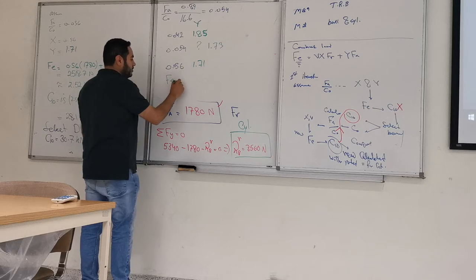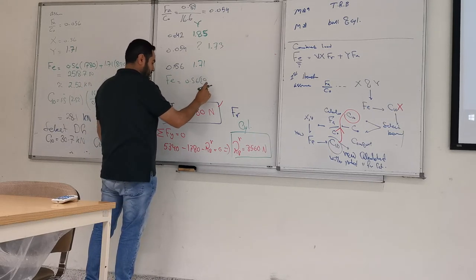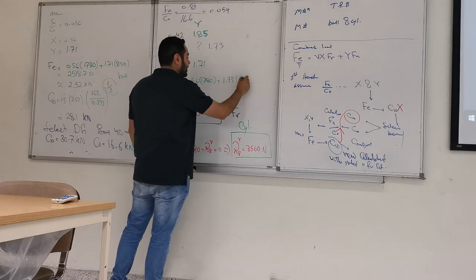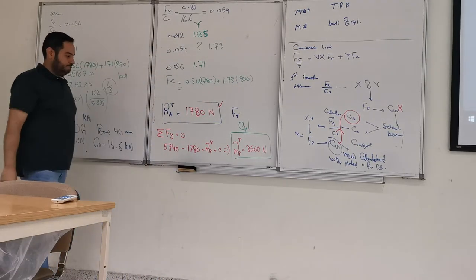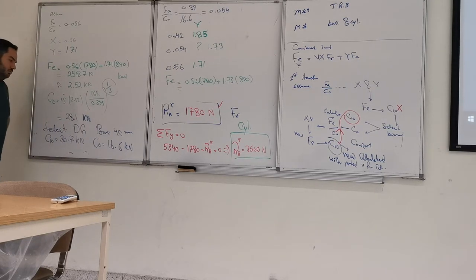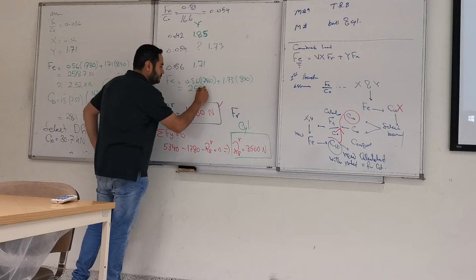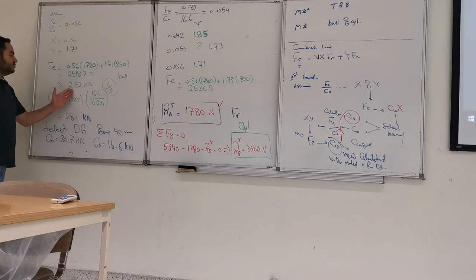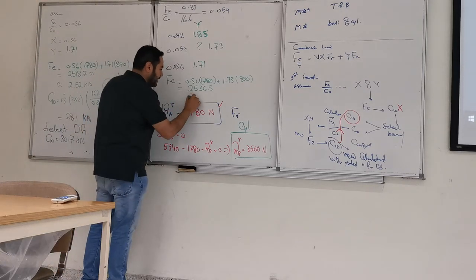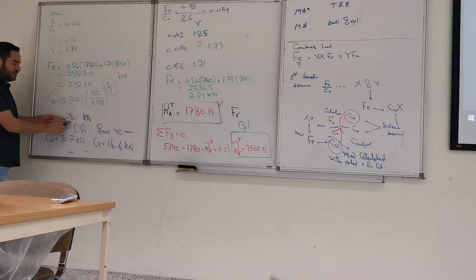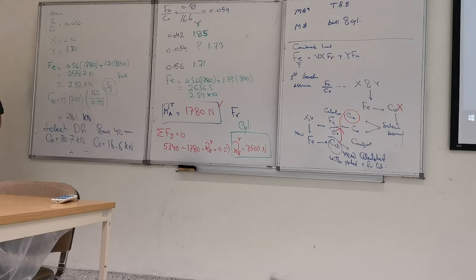The answer is 1.73. Now we calculate the equivalent load: 0.56 times 178 plus 1.73 times 890. So here we assumed it to be 2.52. Here it's going to be 2.54, around 2.54 kilonewton. Now recalculate C10. Take this value, divided by 2.52, multiplied by 2.54. It's a very small change. Definitely, it's not going to reach 30.7.